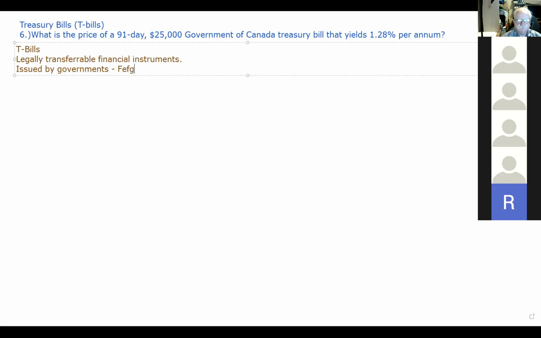either federal or provincial. So this is a situation where the government is borrowing money from people.